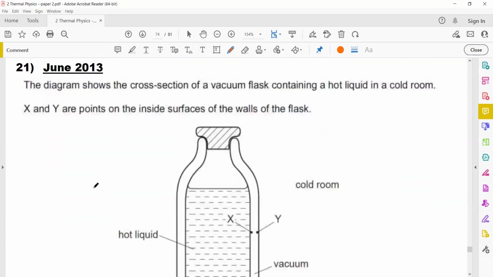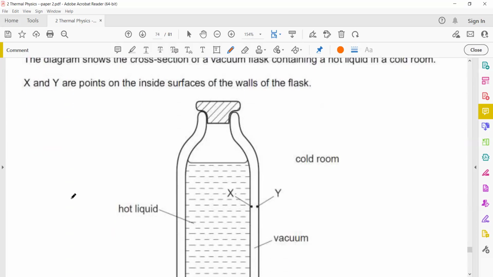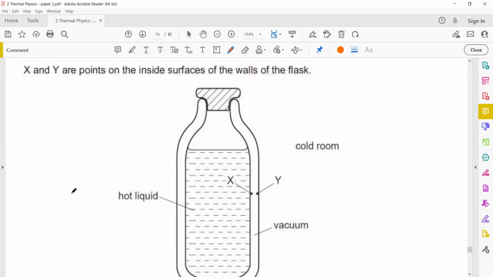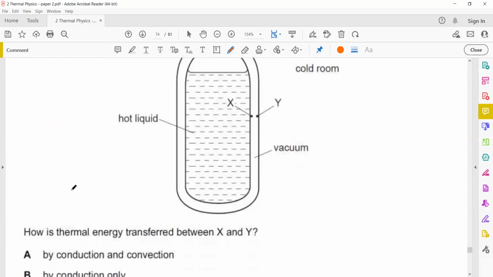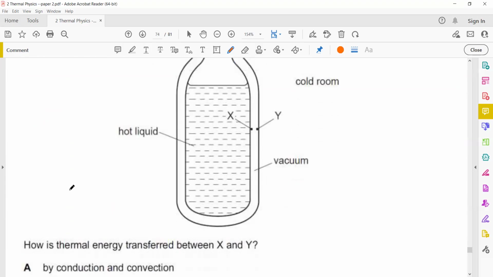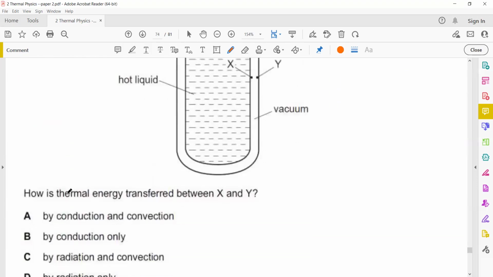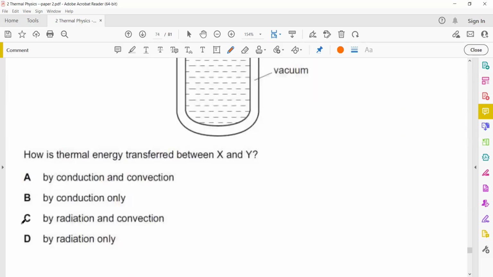The diagram shows the cross-section of a vacuum flask containing a hot liquid in a cold room. X and Y are points on the inside surfaces of the wall of the flask. How is thermal energy transferred between X and Y? Between X and Y, there is a vacuum. So the energy transferred in a vacuum is by radiation only.